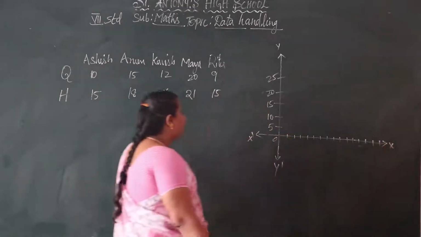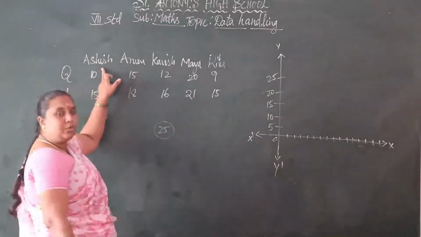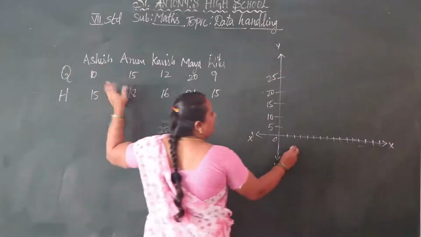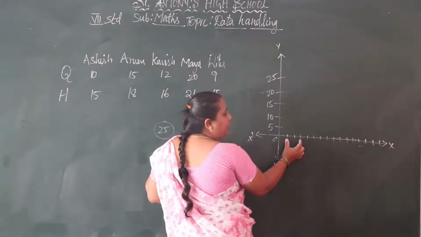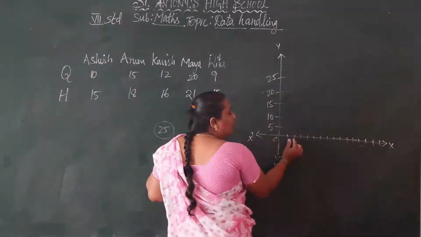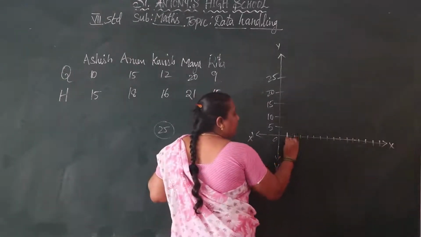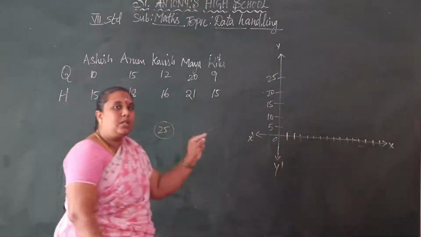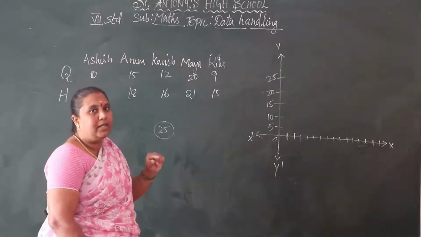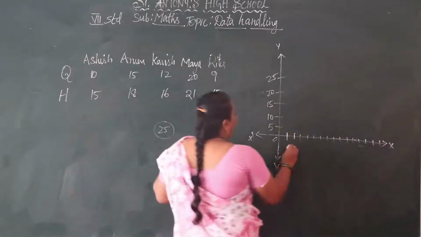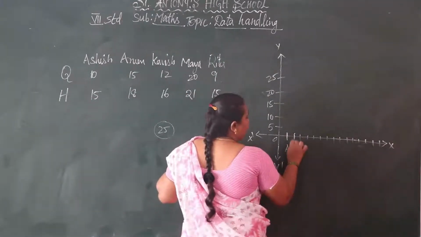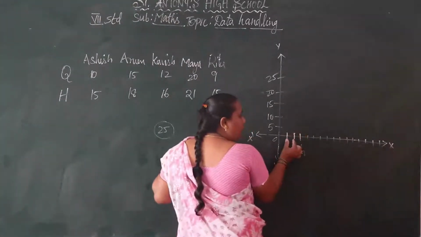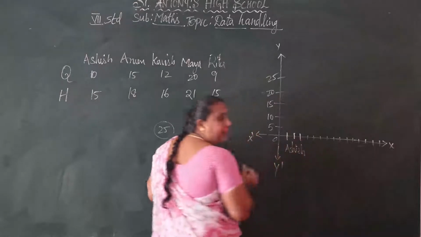Units in x-axis. What are the observations? So students are the observations here. So, Ashish, we want to draw a double bar graph now. So we have to take 2 units here to draw a double bar graph. Double units: one is for quarterly and one is for half-yearly for a single child. So the first one is Ashish. Ashish has 2 columns, for quarterly and for half-yearly.